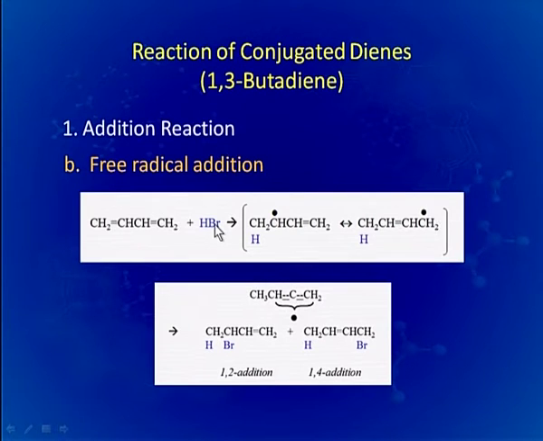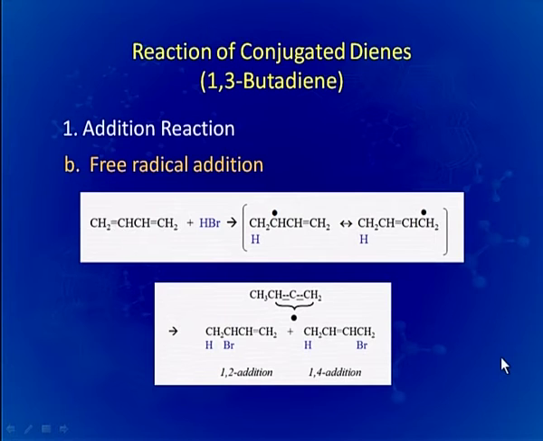It will undergo homolytic fission and generate free radicals of hydrogen and bromine, and here we will be getting an allylic free radical and another resonance stabilized allylic free radical here. So, this is the resonance stabilized allylic free radical, and via these two different intermediates we will be getting two different products. One is the 1,2 addition product and another is the 1,4 addition product.